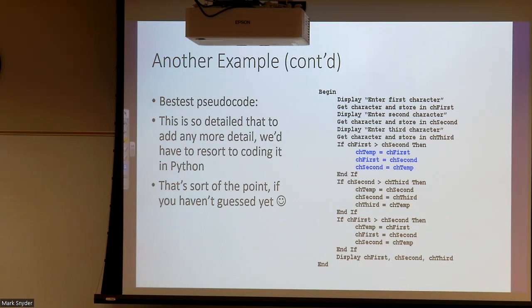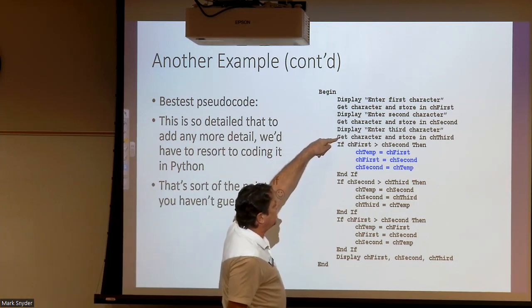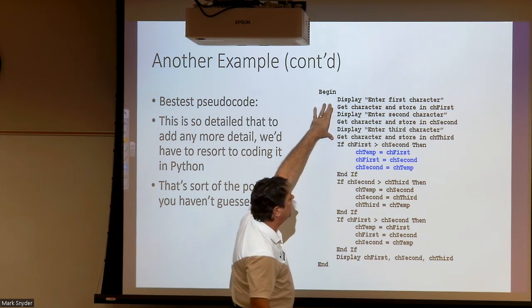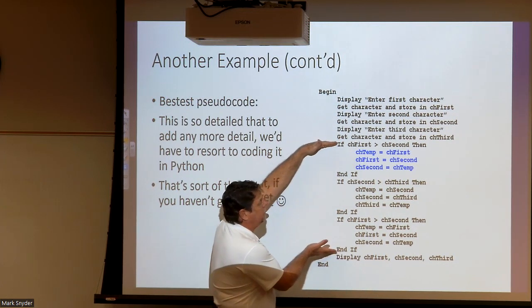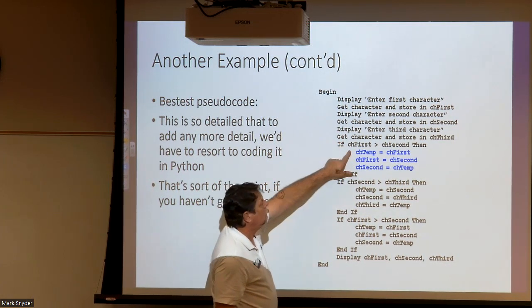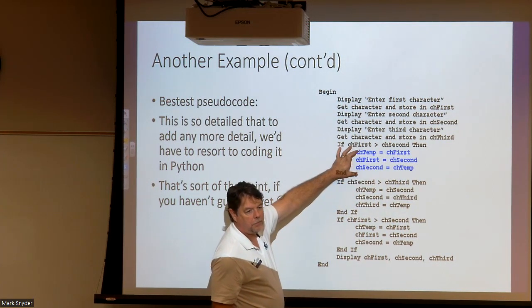So here's the bestest pseudocode. The top part there is displaying our prompts and getting our characters. So this is our input phase of our program, right? Then we have our processing phase. So here's our first one. Compare the first character to the second character, and if they're out of order, swap them.